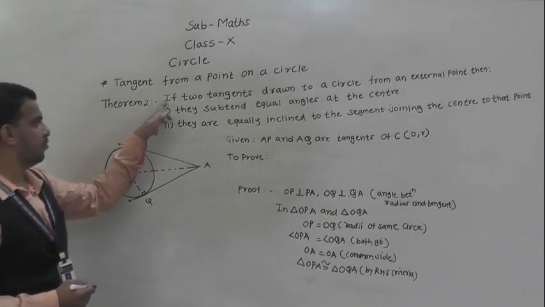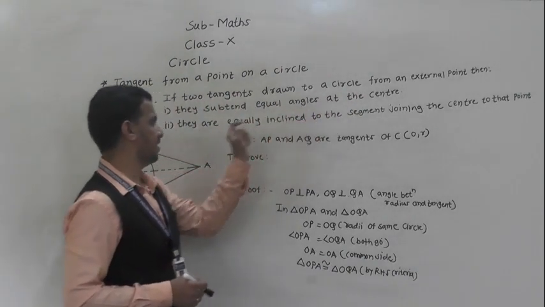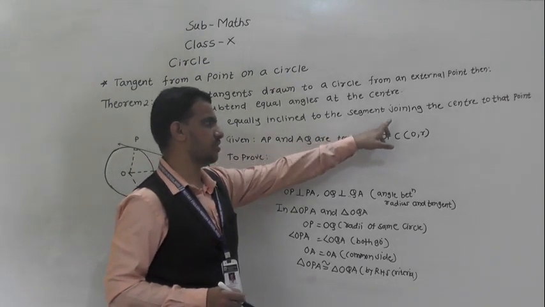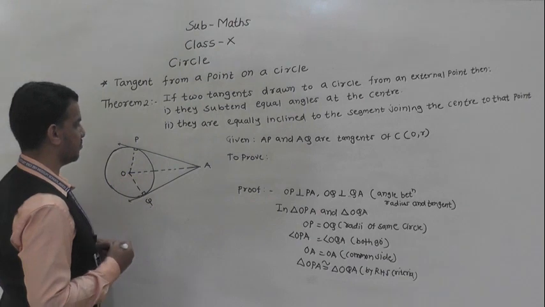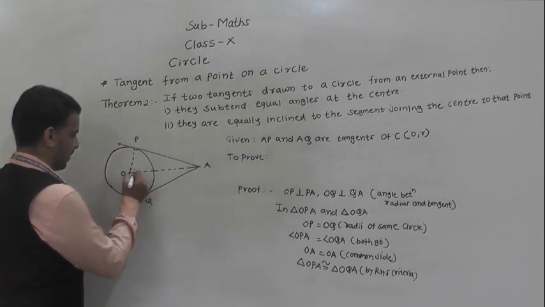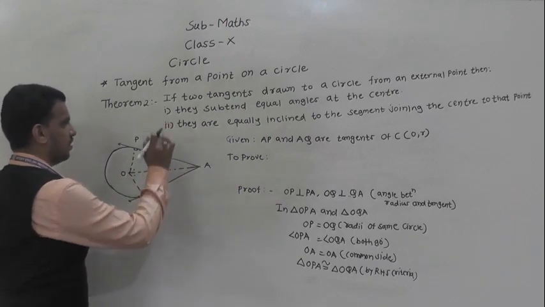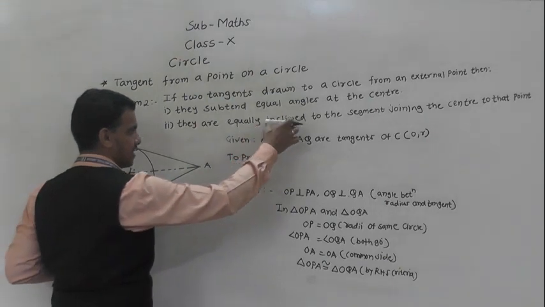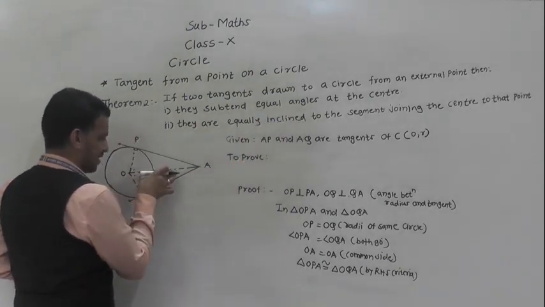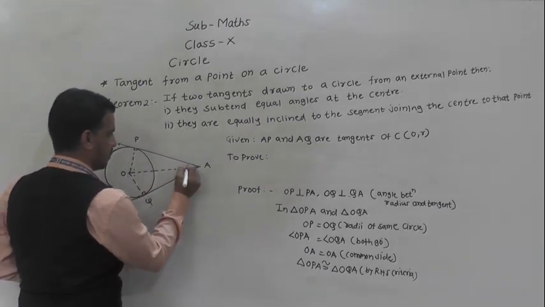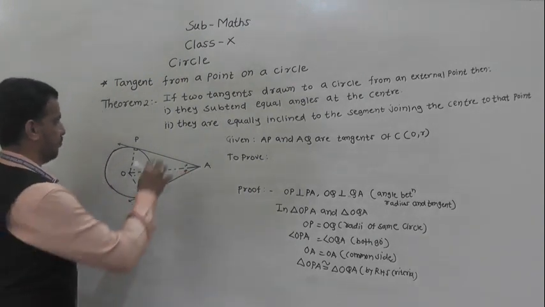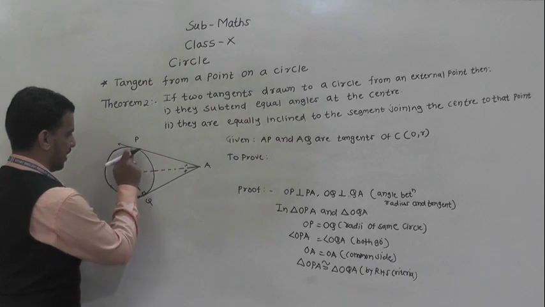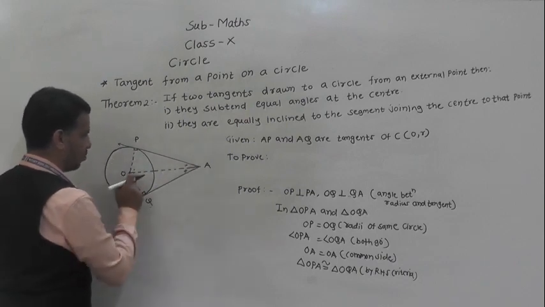The second theorem is: if two tangents are drawn to a circle from an external point, then they subtend equal angles at the center and they are equally inclined to the segment joining the center to that point. They subtend equal angles at the center means we have to show that angle AOP and angle AOQ are equal. Second, they are equally inclined means tangents AP and AQ make equal angles with the line segment joining the center to that point. So we have to show that angle PAO and angle QAO are equal.